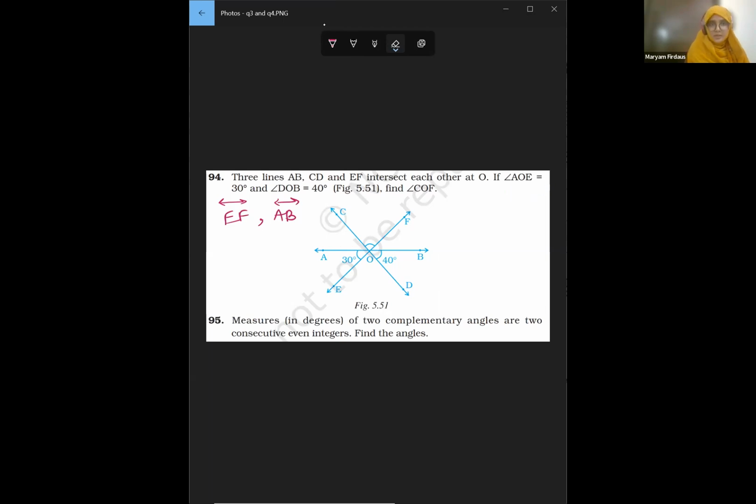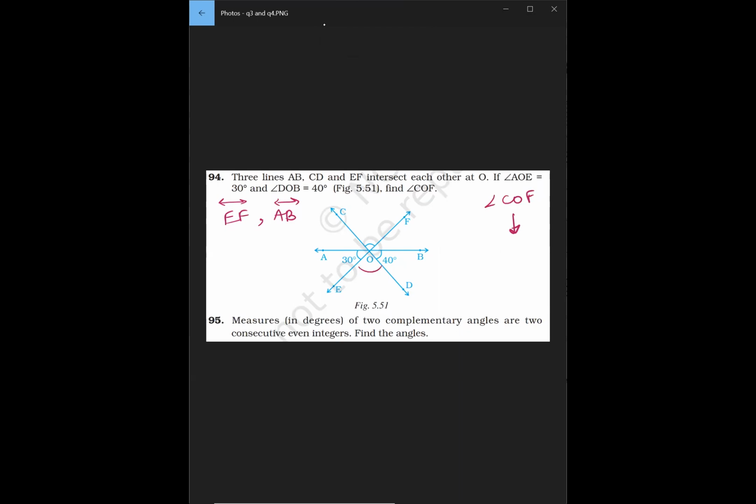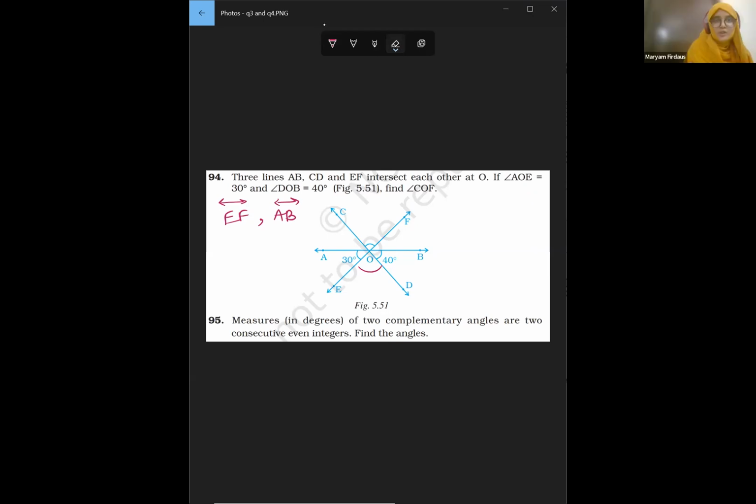Yes, AOC. Okay. One more. Hiba, what is the vertically opposite angle of angle COF? What is the vertically opposite angle of this? EOD. Very good. EOD. Excellent. So now you are getting it. Okay. Hiba, now the question.